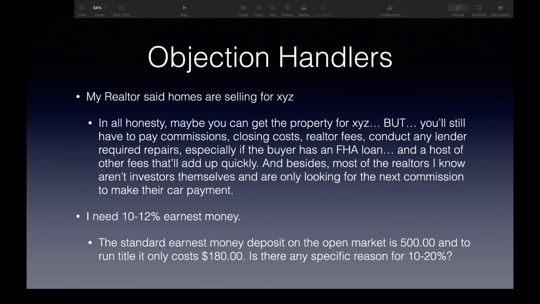Also, some people are going to be savvy, and they're going to want like a 10%, 12% earnest money deposit, $3,000 instead of $200. All my purchase agreements are $10 earnest money, no more, no less. So when they ask me for a lot, I pretty much just say, hey, the standard earnest money deposit on the open market is like $500. And to run title with Rhonda and Conestoga is only $180. Is there any specific reason you're looking for 5,000? And that's a good way to handle that objection.